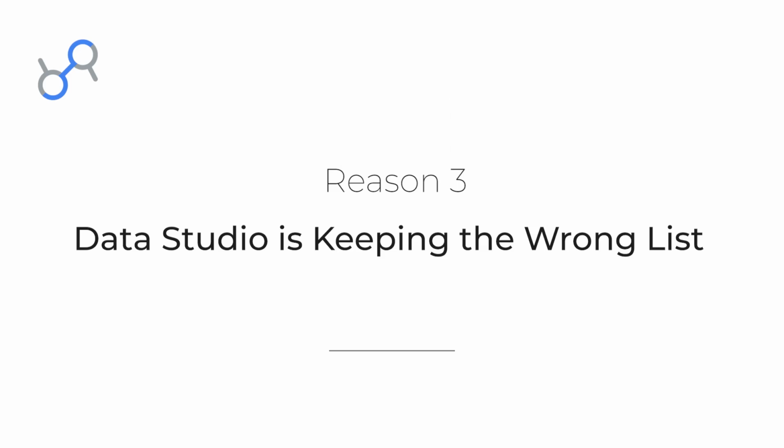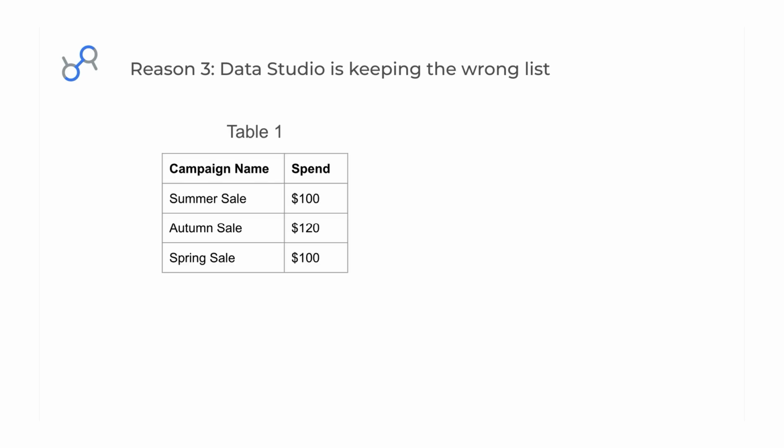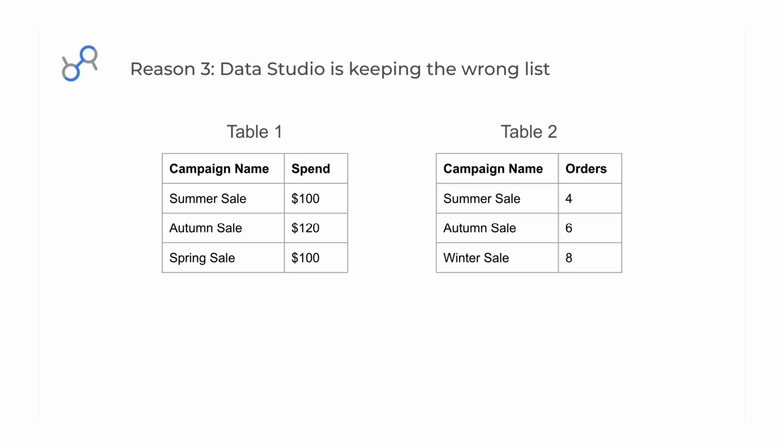The third reason is that you've chosen the wrong join type, or placed the wrong table first. Let's use another simple example. My first table contains 3 campaigns: spring, summer, and autumn. My second table contains summer, autumn, and winter. There are 2 campaigns that appear in both tables, but spring only appears in the first table and winter only appears in the second. Data Studio now needs to decide which records it should keep.